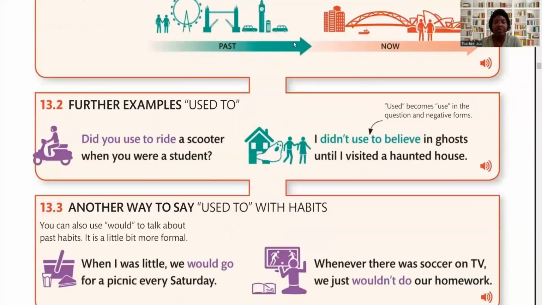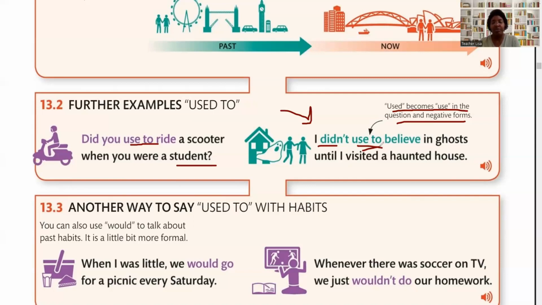Next example. Did you use to ride a scooter when you were a student? Okay. So notice this is a question. Because it's a question, we're not going to have the D on "used to". We just say "use to". Okay, so "used" becomes "use" in the question form and also in the negative form. So look at our next example. I didn't use to believe in ghosts until I visited a haunted house. So we know we're in the past because the "did" tells us we're in the past. "Did" is the past tense of "do". So we just need "use to". But again, that "used to" or "use to" tells us it's a past habit.